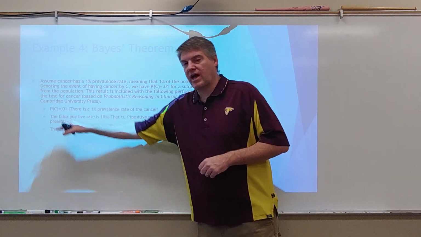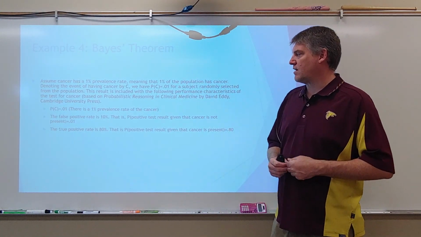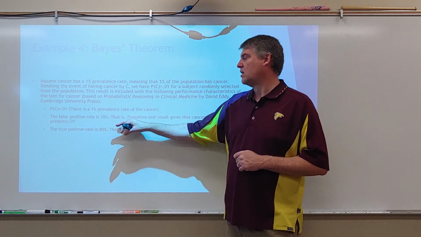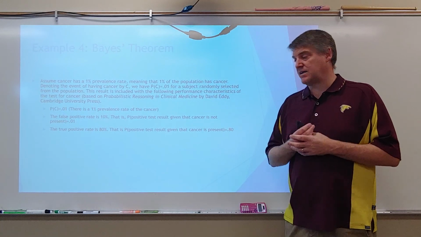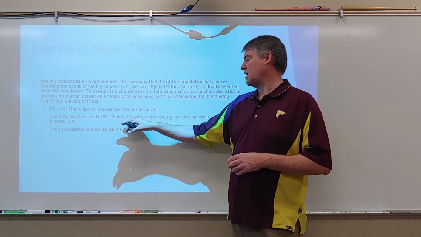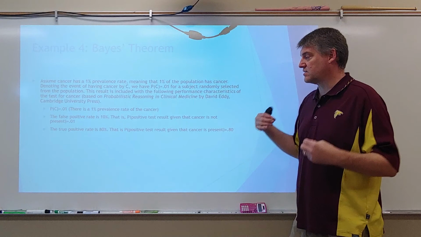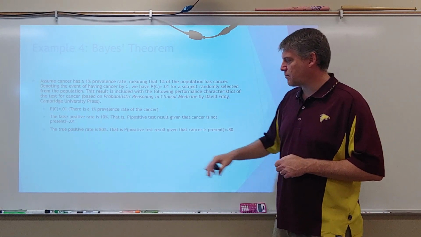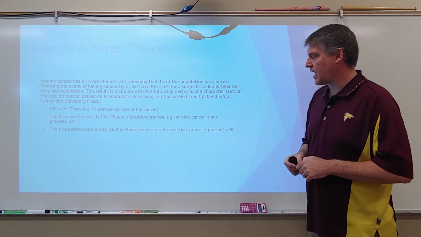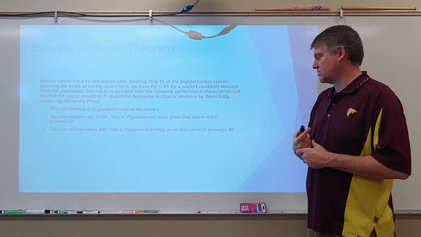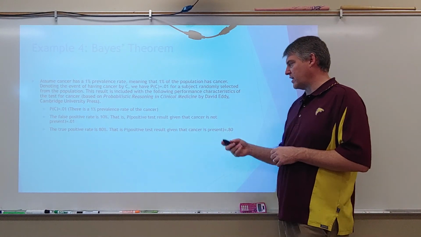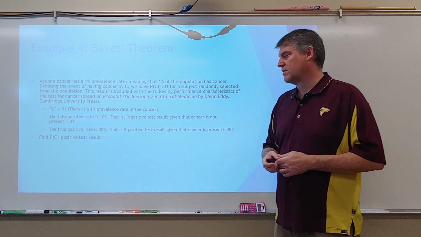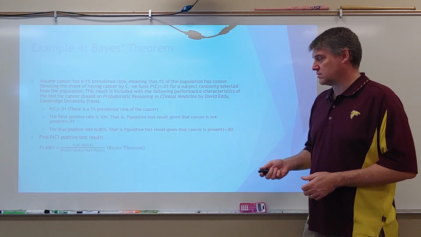So here we have the probability of cancer is 0.01, a 1% prevalence rate of the cancer. The false positive rate is 10%, that is, P of a positive test, given that cancer is not present, is 0.1. The true positive rate is 80%, that is, the positive test result given that cancer is present is 0.8. Find the probability of cancer given the positive test result.